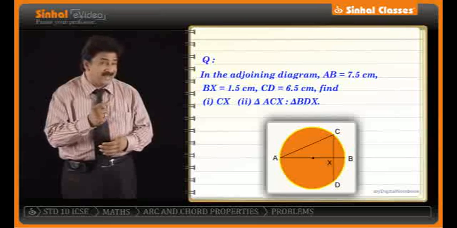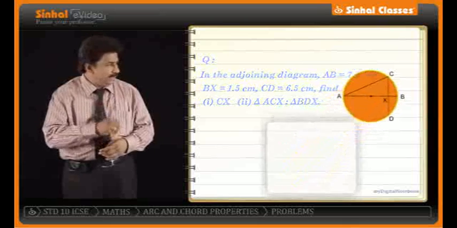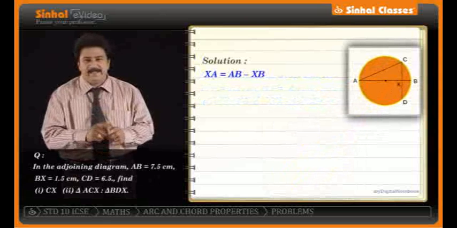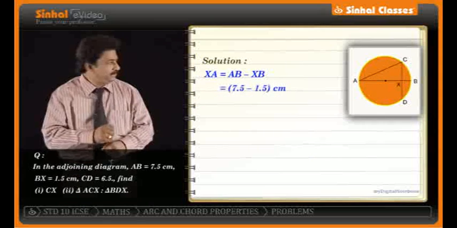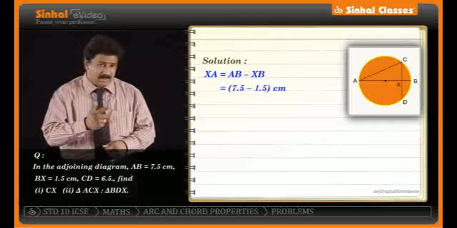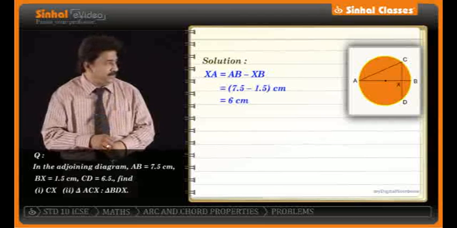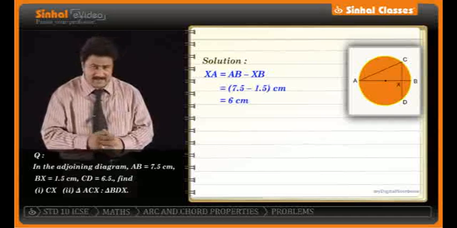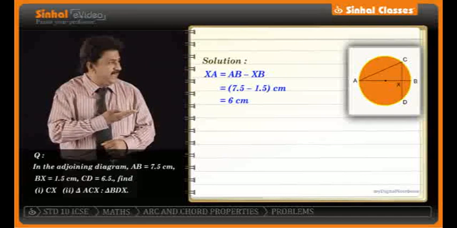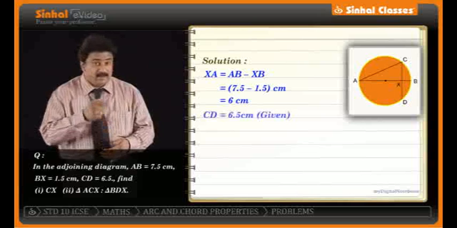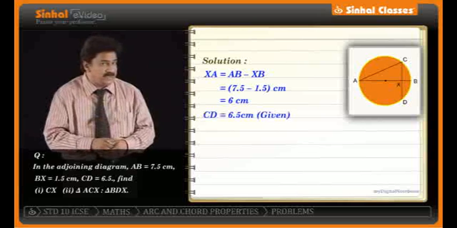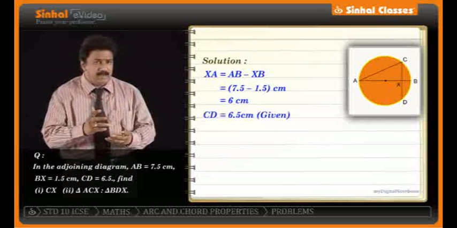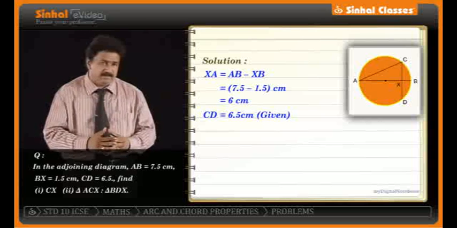So what you'll do? First you'll find XA. How to find XA? XA is equal to AB minus what? XB. That is 7.5 minus 1.5 centimeter, which gives me 6 centimeter. So what is 6 centimeter? XA. Yes. What else? CD is given to you, 6.5 centimeter. And I want to find what? CX.